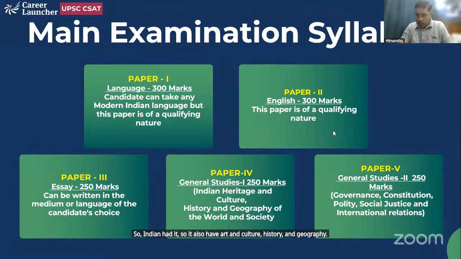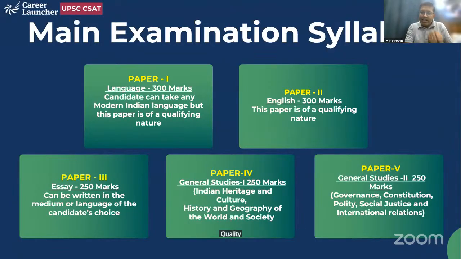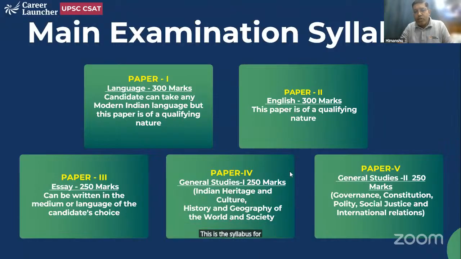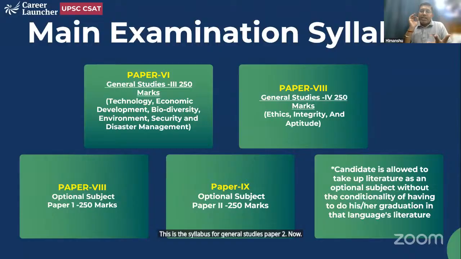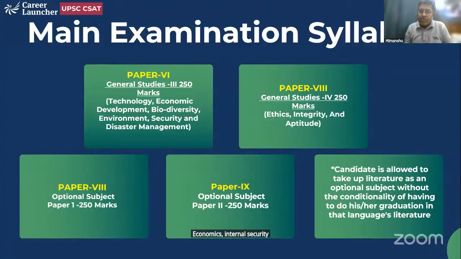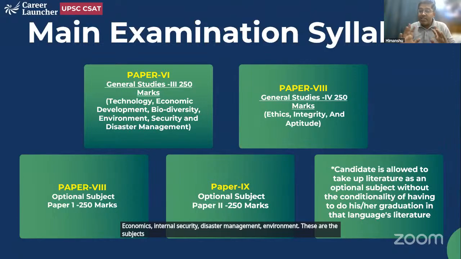Then paper 2 of the main examination, GS paper 2, is polity and governance, social justice, international relations, IR. This is the syllabus for general studies paper 2. Now paper 3 has science and technology, economics, internal security, disaster management, environment. These are subjects in themselves. They are not topics.